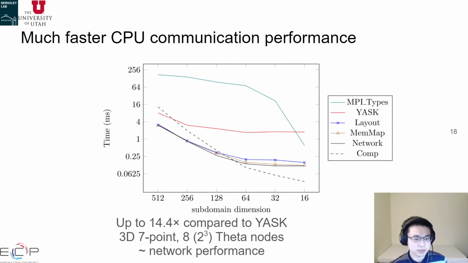Our method, layout and memory mapping, is able to achieve up to 14.4 times better communication performance compared to YASK because we don't do any packing. And we're also able to achieve performance very close to the network performance, which represents communication of message-size buffers.